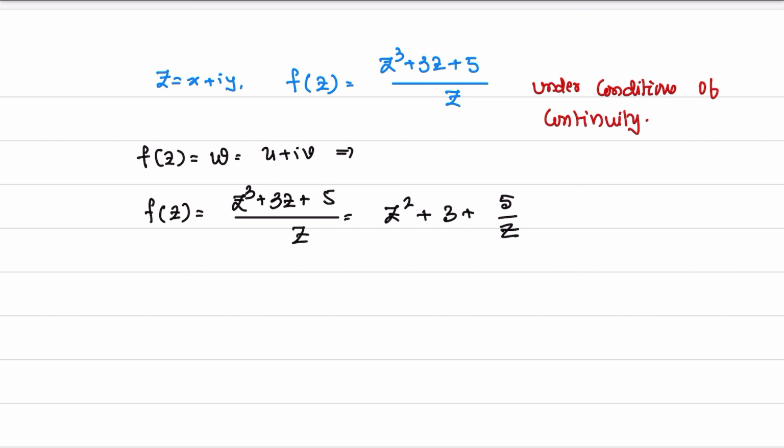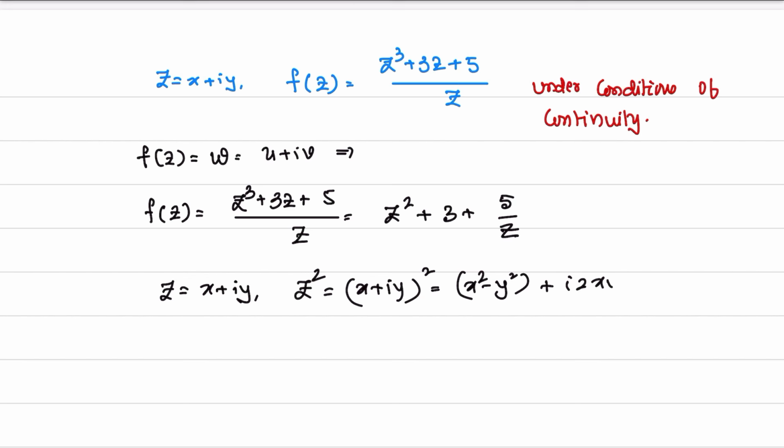Now we know what is z. Z is equal to x plus iy. Then what is z square? X plus iy whole square, that is equal to x square minus y square plus i into 2xy. And we have to find out what is 1 by z. That is 1 by x plus iy.